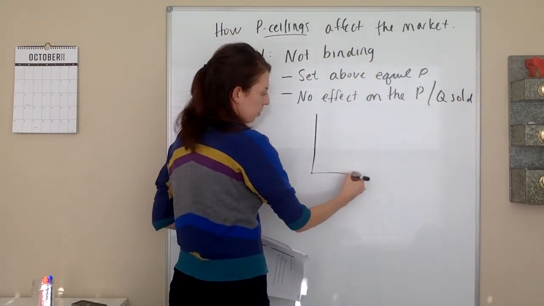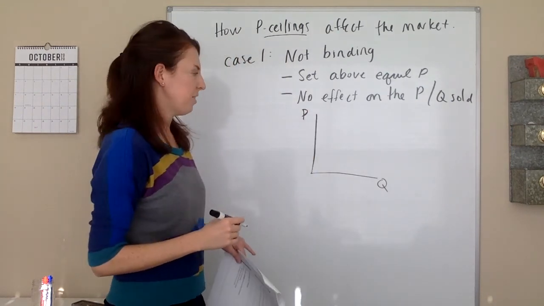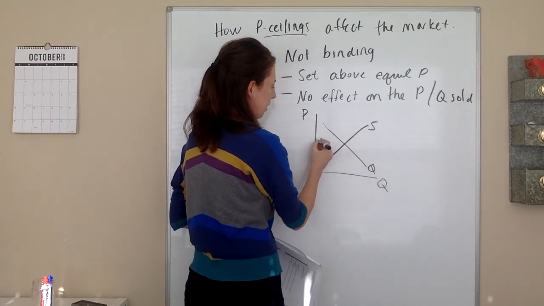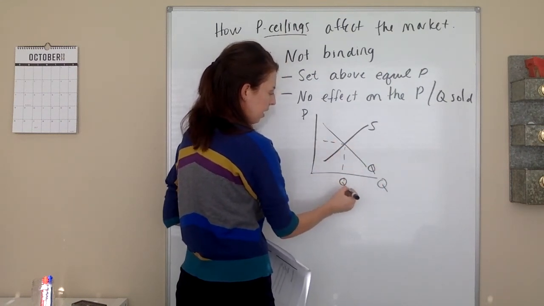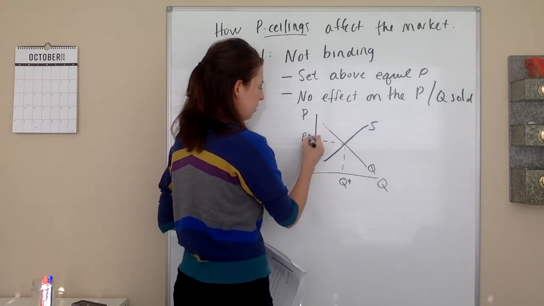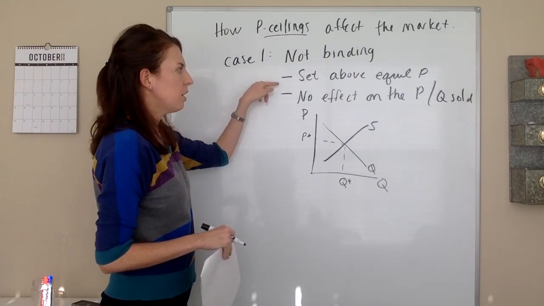So suppose you have a market for something. So maybe this is the market for motorcycles. And there's an original equilibrium right here. So you have Q units of motorcycles that are exchanged at a price of P star. Okay, the government comes in and they set a price ceiling that's above the equilibrium price.